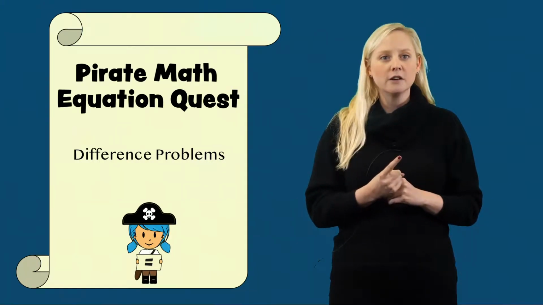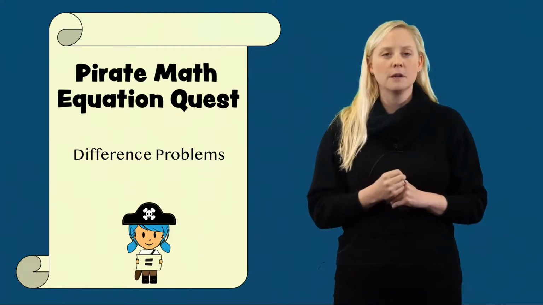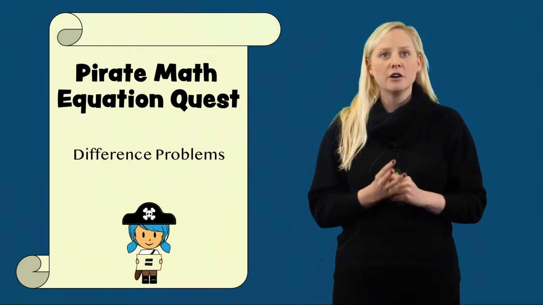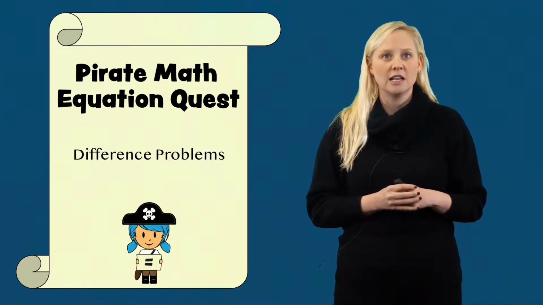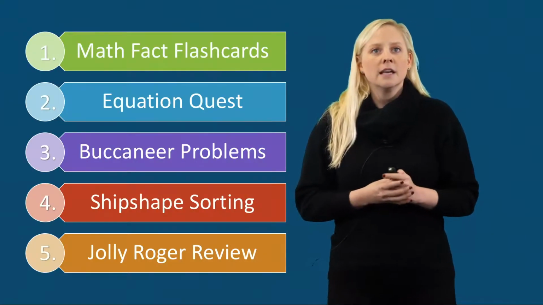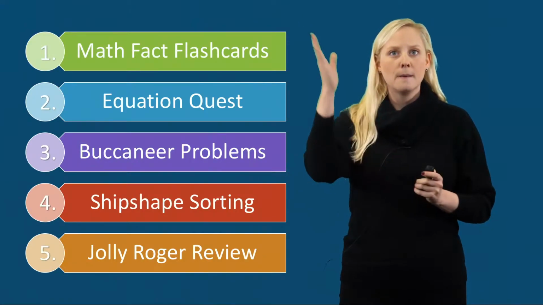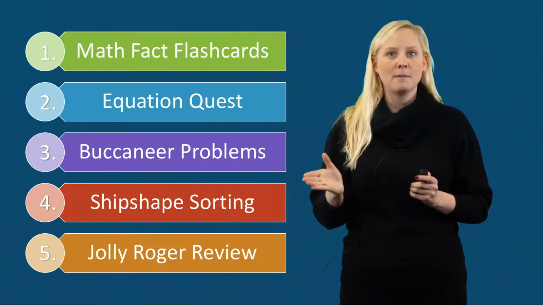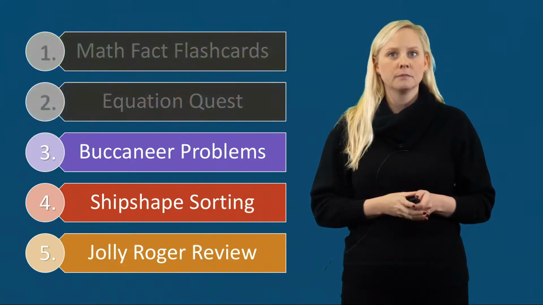In our individual intervention with total, difference, and change schemas, our small group intervention with total, difference, change, and equal group schemas, and our third grade STAR test prep intervention with total, difference, change, and equal group schemas. In all three of our interventions, we have 5 different components: Math Fact flashcards, Equation Quest, Buccaneer problems, Ship Shape sorting, and our Jolly Roger review.